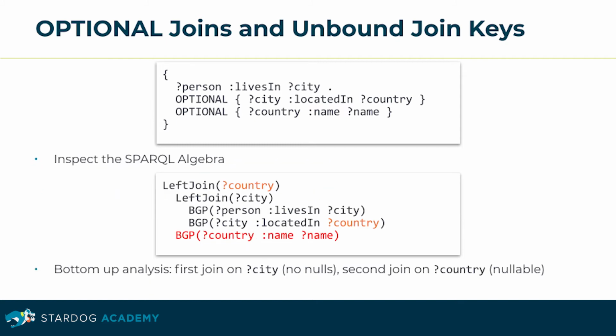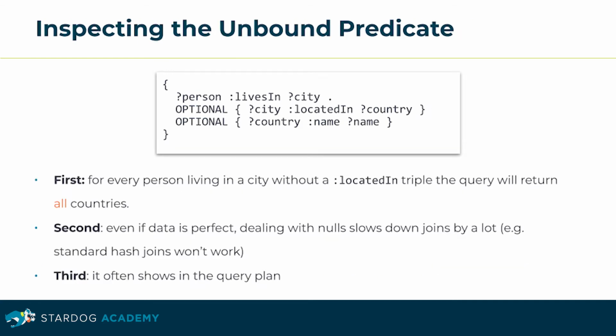Inspecting this algebra, let's do our bottom-up analysis. First, we're going to join on city with no nulls, and then second, join on country that has nullables. So inspecting this unbound predicate, for every person living in a city without a located in triple, the query will return all countries.